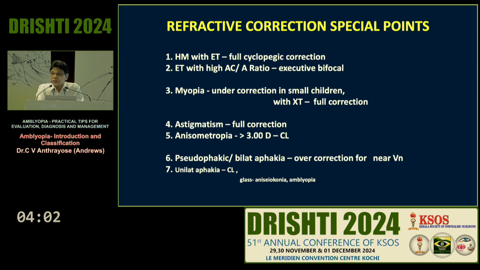So for refractive correction, there are special points you have to think about. Hypermetropia with esotropia: full cycloplegic correction should be given. Esotropia with high AC/A ratio: executive bifocal can be considered. Myopia: always go for under-correction in small children, but if it is associated with exotropia, full correction should be given. Astigmatism: full correction should be given. Anisometropia of more than 3 or 4 diopter: go for contact lens. And in bilateral aphakia, you give over-correction for one eye for near vision.